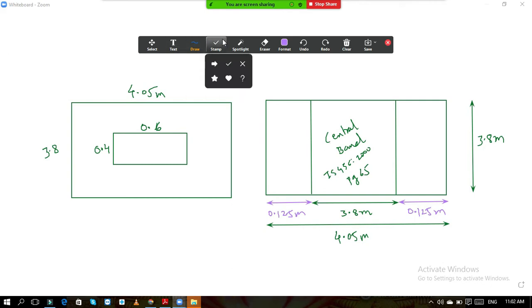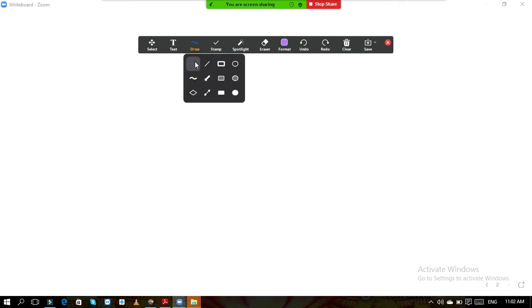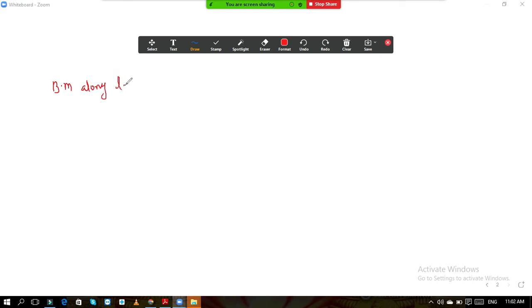So see, I will write here bending moment along length of 4.05 meter, that is how much 4.05 meter means our bending moment in y direction. What was the value for that? What was the value? This bending moment in y direction.